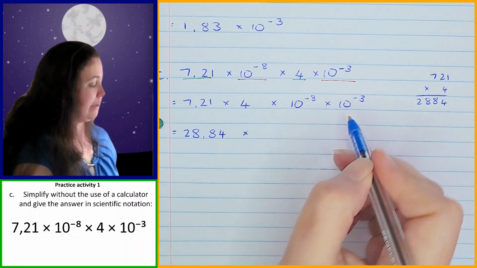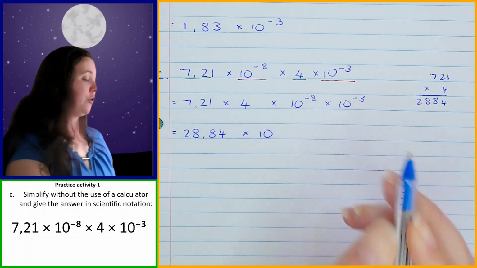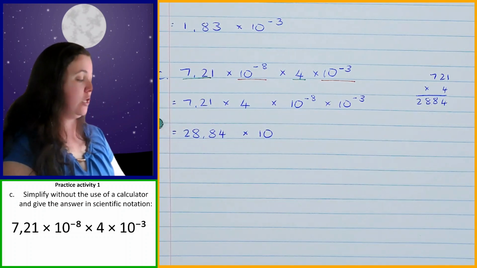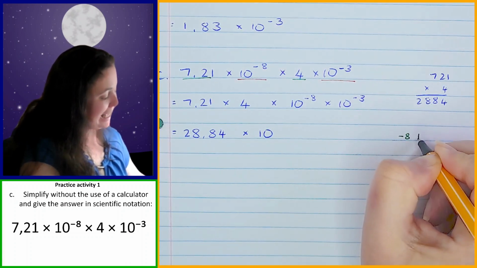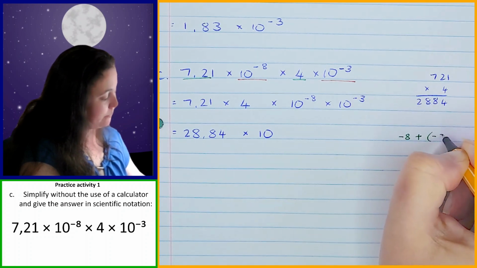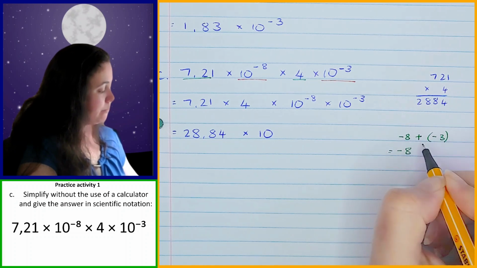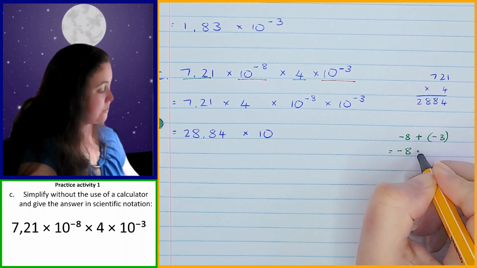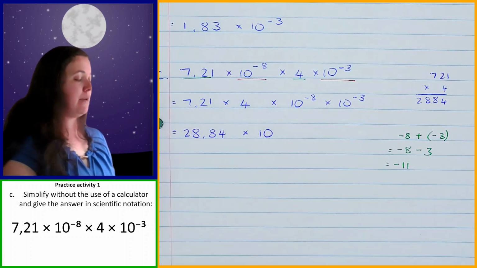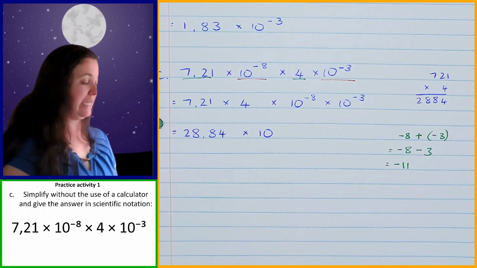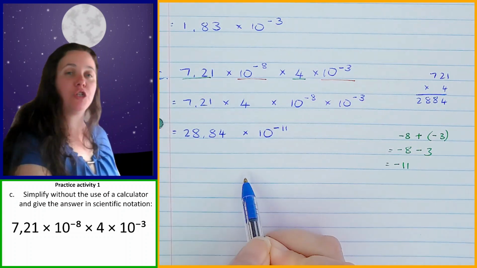Times. Now I'm going to be doing my powers of 10. So 10 to the power of negative 8 times 10 to the power of negative 3 is still going to be 10, but now the exponents, because they're both negative, you need to be careful. So I'm just going to do it over here. So I've got negative 8, and I'm adding the negative 3. Now remember, when you add a negative number, the plus and minus make a negative. So it's minus 3. So this is the same as negative 11. Negative 8 plus negative 3 is the same as negative 11.